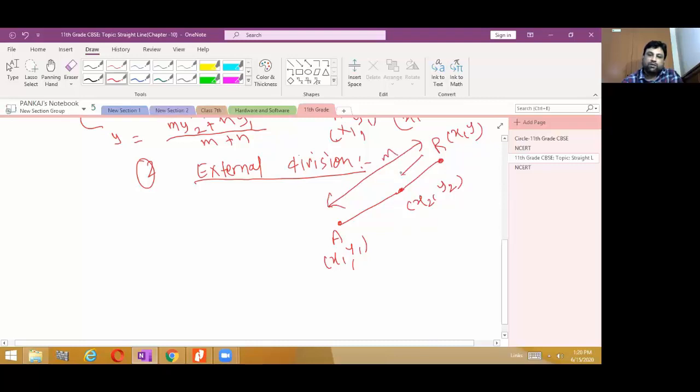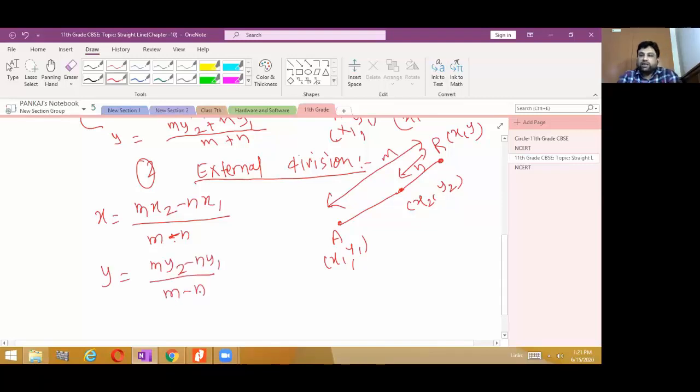M:n ratio. Got it? So if I want to find out the coordinate of R, x is equal to (mx2 minus nx1) divided by (m minus n). Clear? Similarly, y is equal to (my2 minus ny1) divided by (m minus n). So this is called the external division formula.